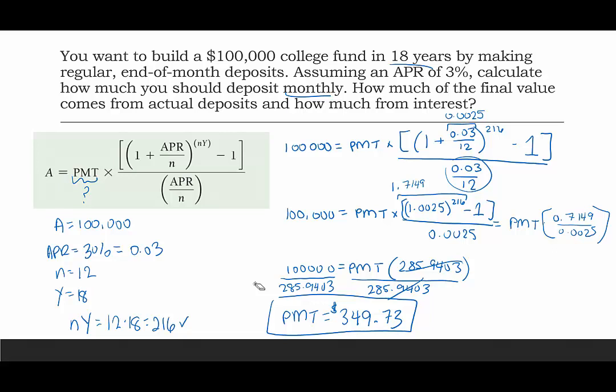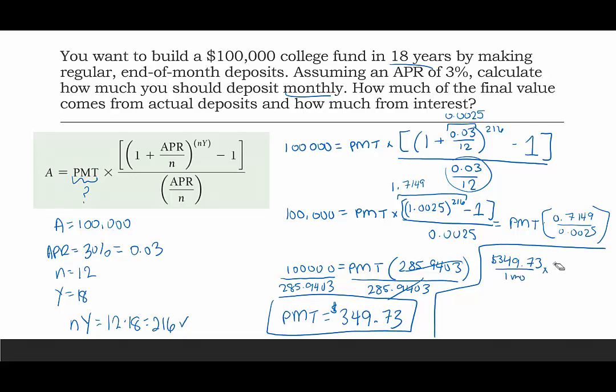The next part of the question says, well, how much of this final value comes from the actual deposits and how much comes from the interest? One of those is going to be much, much easier to calculate than the other, and that's going to be the deposits. So to answer this question, we're going to look at the deposits and then we can use our knowledge to figure out an approximation of the interest because we don't need to know it to the exact penny. This is going to be just fine. So we know that we're paying $349.73 each month.